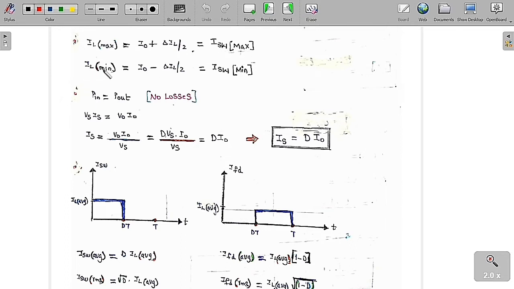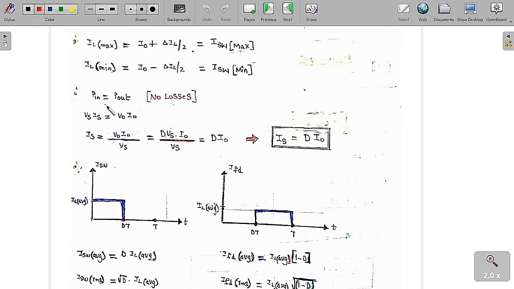Similarly, IL minimum is equal to IL average minus delta IL by 2, and IL average is nothing but I naught, so I naught minus delta IL by 2. Whenever the switch is on, the same current in the inductor flows through the switch, so this will be the minimum current flowing through the switch. So the maximum value of the switch current is the maximum value of the inductor current, and the minimum value of the switch current is the minimum value of the inductor current whenever the switch is on.